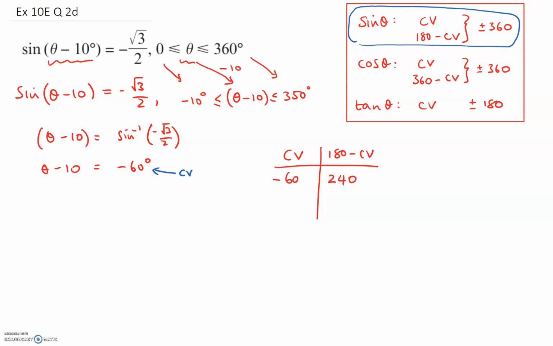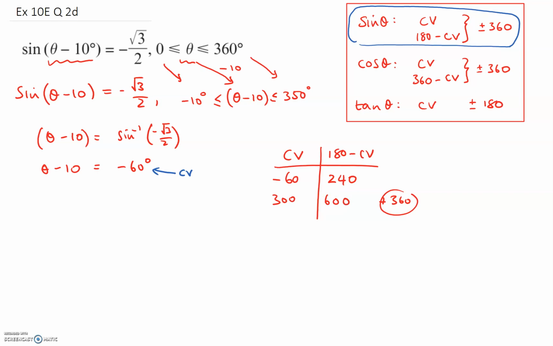So I could look at those two solutions and say, are they in the range? Well, one of them is, 240 is, but minus 60 isn't. It's not between minus 10 and 350. But I can keep finding any other solutions. If I subtract 360 from both of those, I'm actually going to go outside the range. So I'm going to add 360 to both of them. If I add 360 to both, I get 300 and I get 600.